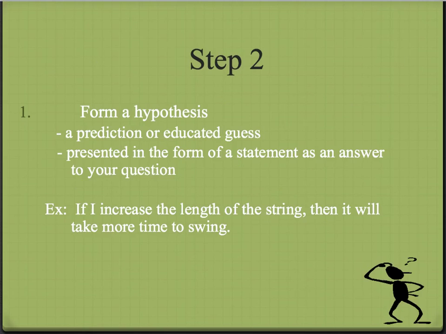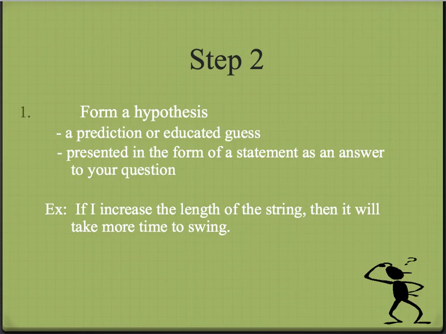So from there, you'd have to form a hypothesis, which is typically step 2. And just to review, a hypothesis is a prediction or an educated guess. So if you don't really know enough about the information to make a really strong prediction, you want to at least take what you already know about the situation and apply that to a guess. That's what it means to make an educated guess.